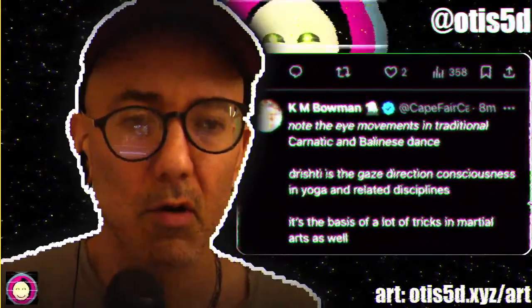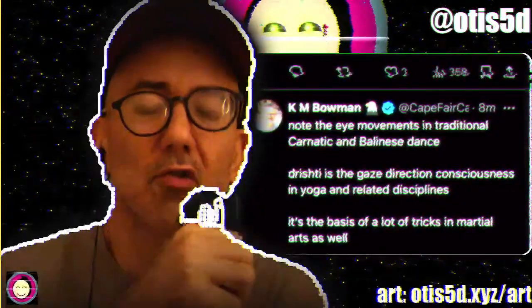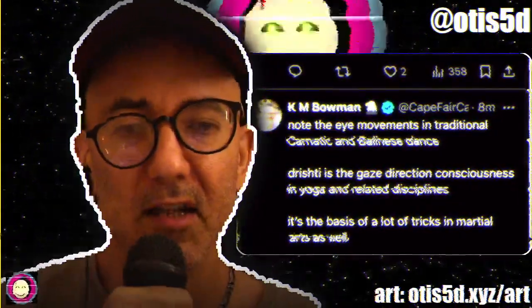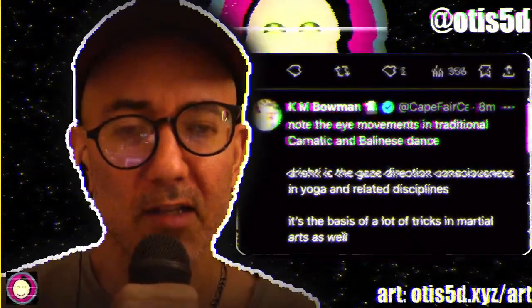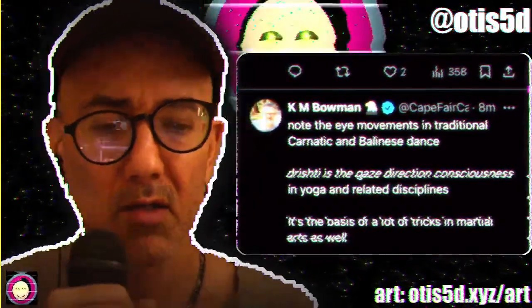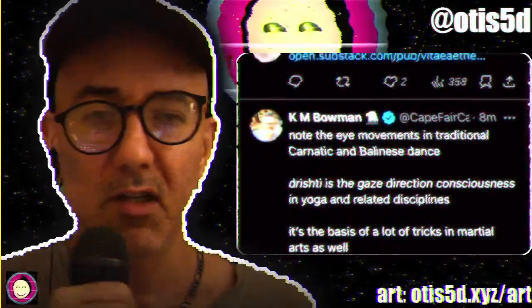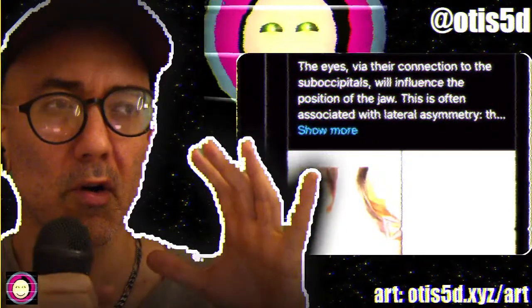Okay, so then a reply says, note the eye movements in traditional Carnatic and Balinese dance. Drishti is the gaze direction, consciousness, in yoga and related disciplines. It's the basis of a lot of tricks in martial arts as well. So basically, what he's focused on is the relationship between the eyes and the suboccipital muscles and your sense of balance and your overall posture.